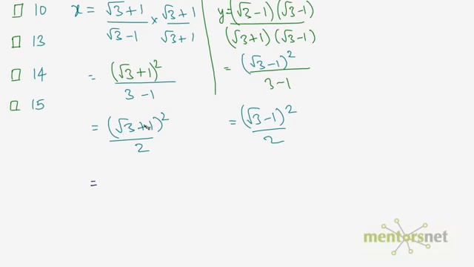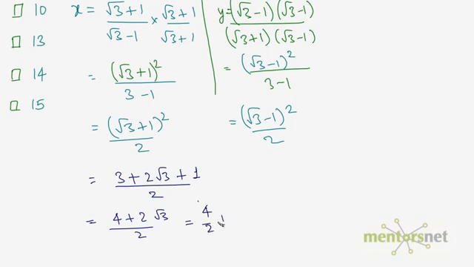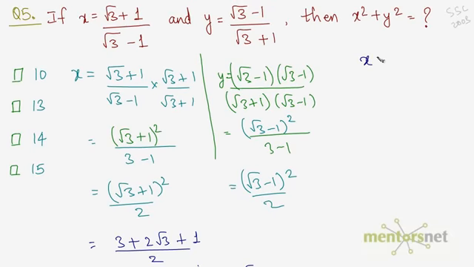You can solve root 3 plus 1 whole square, which is a square plus twice ab plus b square. So a square, that is root 3 whole square, is 3 plus twice root 3 into 1 plus 1 by 2, which is 4 plus 2 root 3 by 2. Again, you can get this as 4 by 2 plus 2 root 3 by 2, which is 2 plus root 3. So x's value is 2 plus root 3. Let us write it. X is equal to 2 plus root 3.